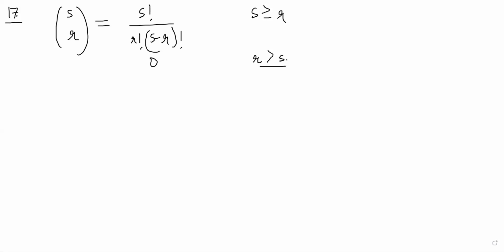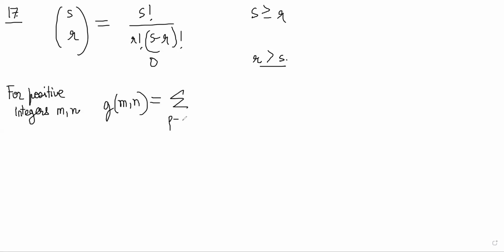Yeah. For positive integers M and N, they are defining a function G(M,N). G(M,N) is equal to the summation of P goes from 0 to M plus N. Summation of P goes from 0 to M plus N. And on top they have F(M,N,P) by N plus P C P, right? Yeah.